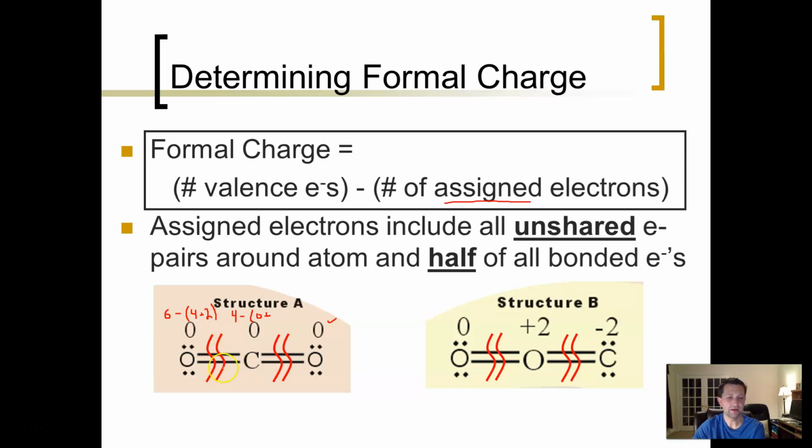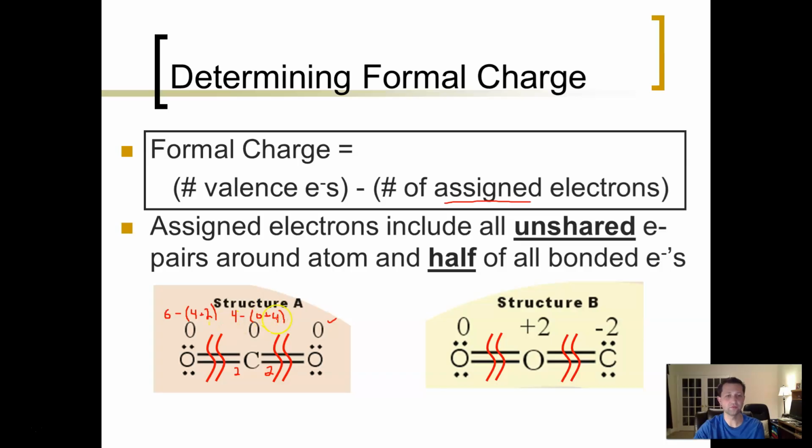You have a double bond over here, double bond over here. So on the double bond on the left, that's 4 electrons, but half of them belong to carbon. The other half, remember, belong to oxygen. So we get 2 here. Okay, and we also have the same situation over here. So we have a double bond. It's 4 electrons. 2 of them are assigned to carbon. So 2 assigned over here, 2 assigned here, so that's 4.